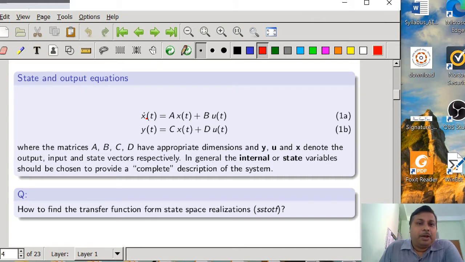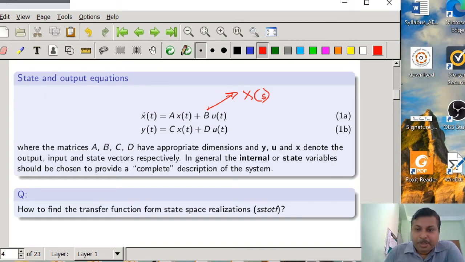That's why we will use the Laplace transform approach to find X of s, which is the Laplace transform of the state variable, from this set of differential equations. In the second step, we will substitute this X(s) in the Laplace transform of 1b to get the relation between input and output. Let us do that.